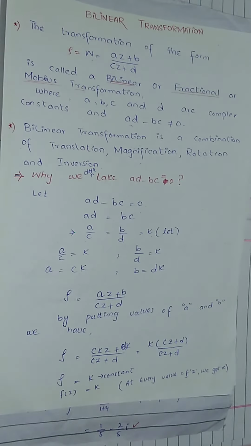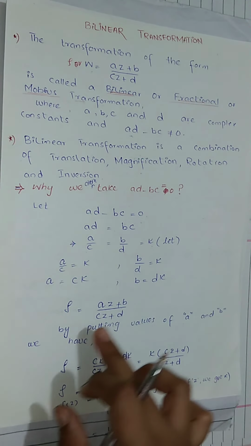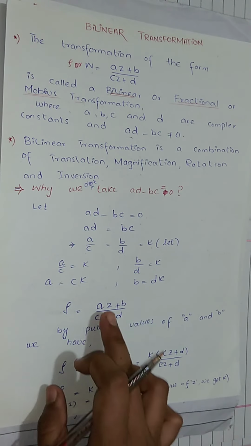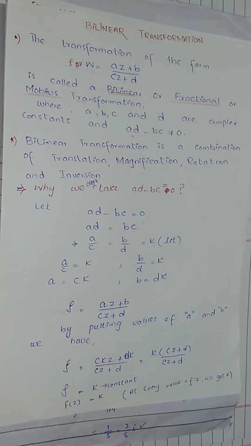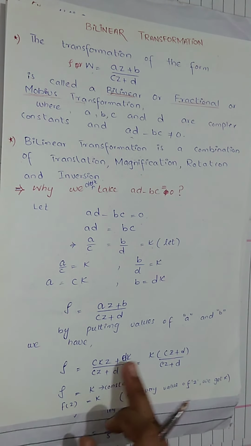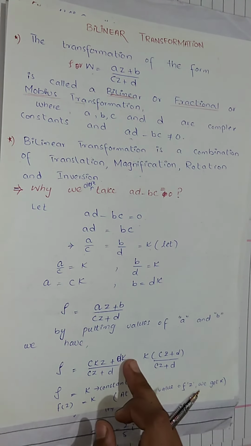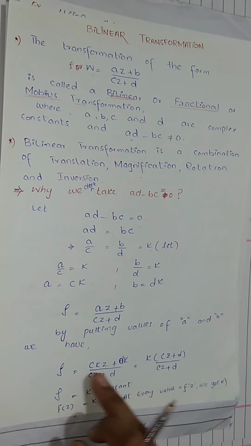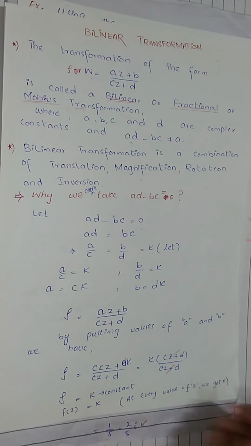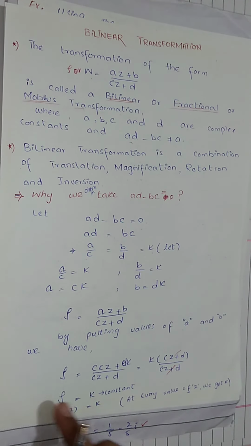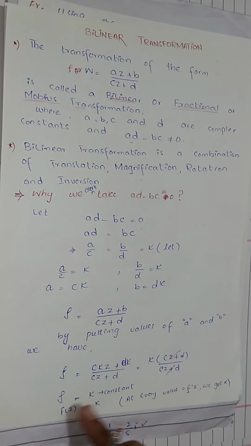By putting the value of A and B in the W or sigma plane, sigma is equal to (AZ plus B) over (CZ plus D). Putting A is equal to CK and B is equal to DK, it becomes (CKZ plus DK) over (CZ plus D). When we take the common K in the numerator, we have K into (CZ plus D) over (CZ plus D). So these will be cancelled out, and we have sigma is equal to K.